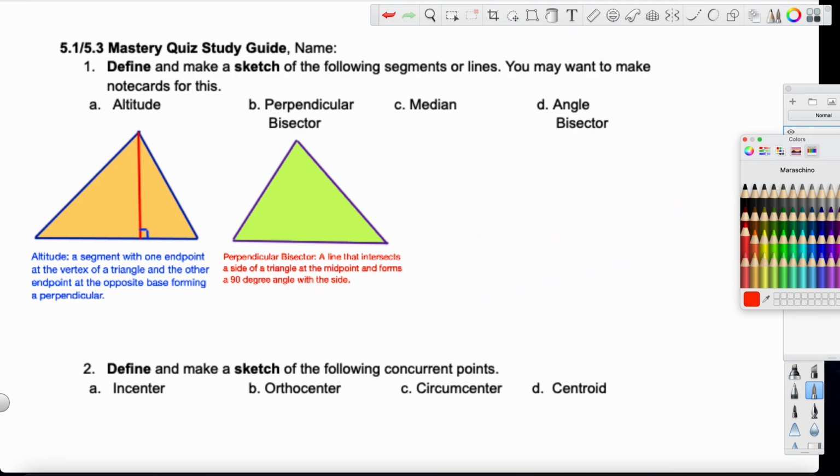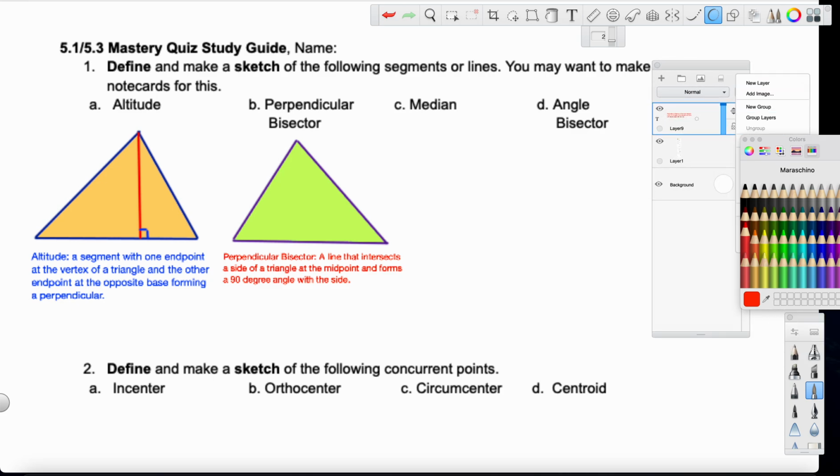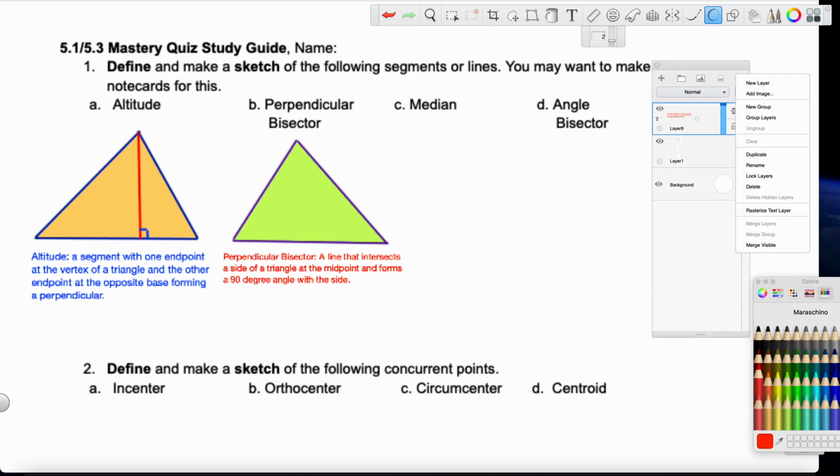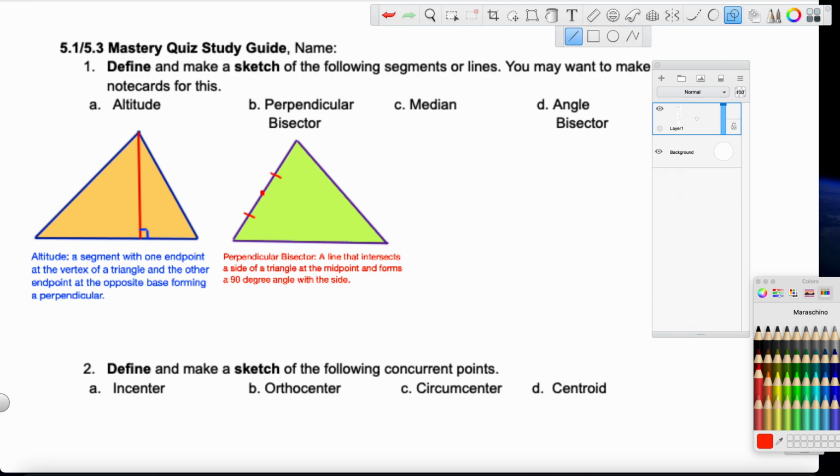And so we're going to have to find the midpoint. I'm going to go on this side right here. So we're going to find the midpoint. So these two segments are congruent. And then we have a 90-degree line that goes through. That angle is 90. Okay, that's a perpendicular bisector.